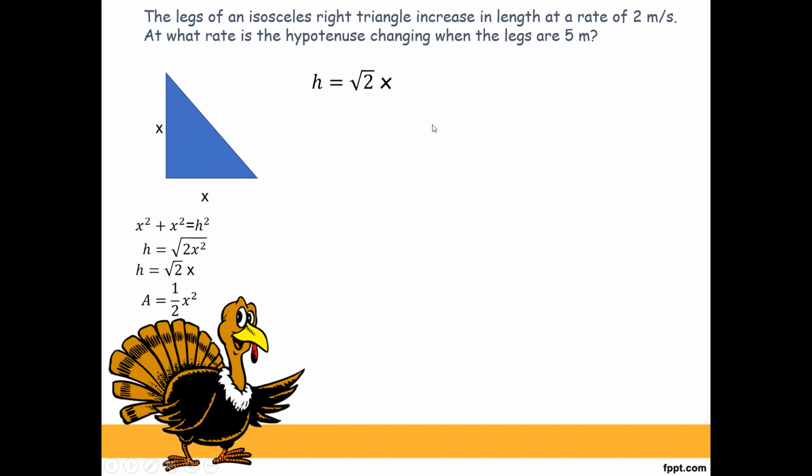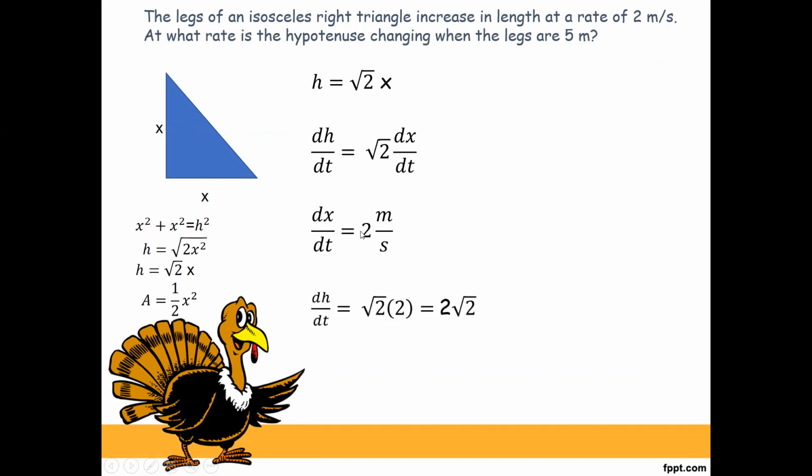So the hypotenuse equals the square root of 2 times x. Take the derivative of both sides. dH/dt is equal to, well, the derivative of this side is just the square root of 2, and then we tack on the dx/dt. Now we're ready to plug and chug. We know that dx/dt is equal to 2 meters per second. It says when the legs are 5 meters, but that doesn't matter because we don't have any more x in our formula.